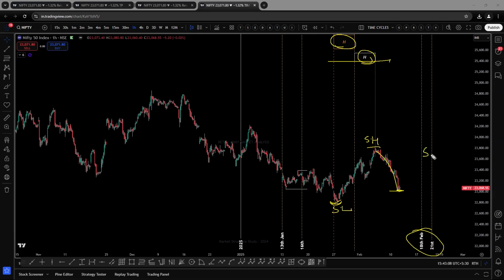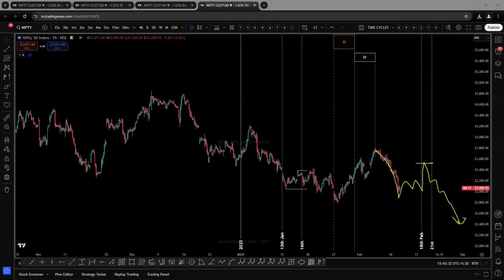Like I told you, if I want a swing high here in the market, it can be a lower high or a higher high, that does not matter. It is a minor time cycle. If the market does like this, then we can expect something like this in the market. If the market continues to fall down and then we see a pullback, we can see something like this.